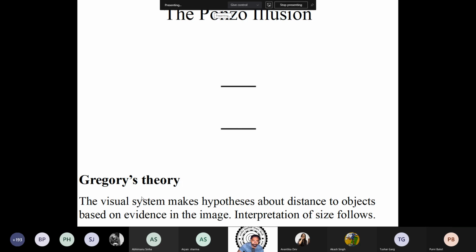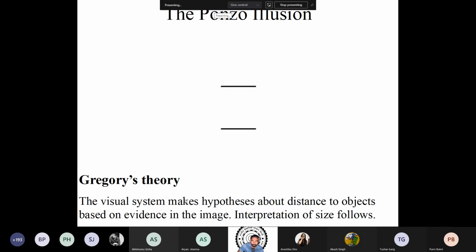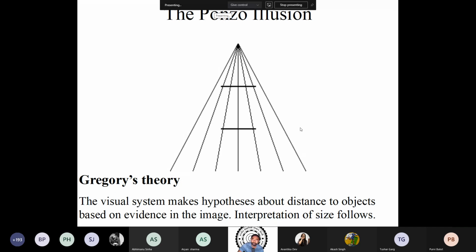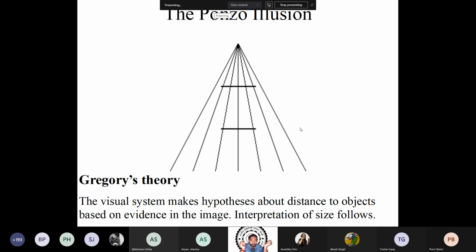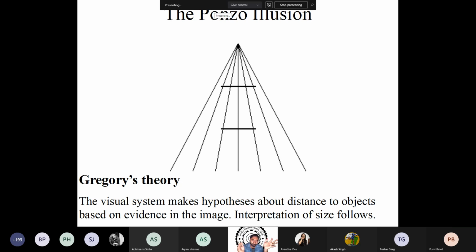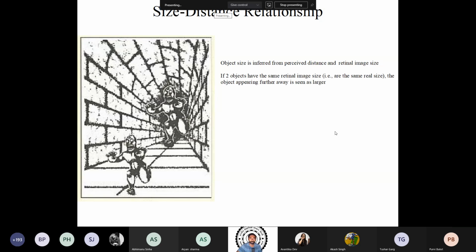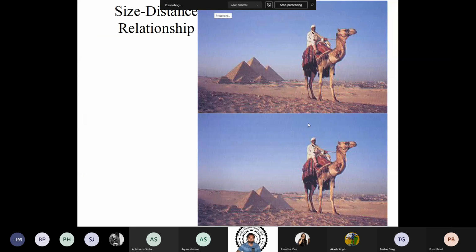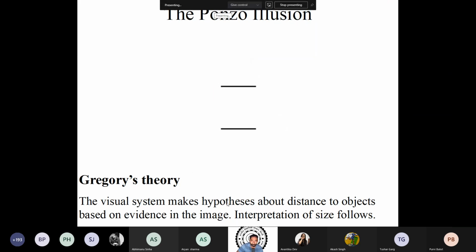So this is now Gregory's theory. It says that the visual system makes hypotheses about distance to objects based on evidence in the image. So Gregory is saying that what we do is we form hypotheses, like how you would have in research. You would also have hypotheses about the world. Our visual system first makes a hypothesis that this is what the world is. And the hypothesis here is about the distance to objects based on what is in the image, which is what we did previously also. Sorry, here and even here. So whatever is in the image is what enables us to make hypotheses about the distance of objects.